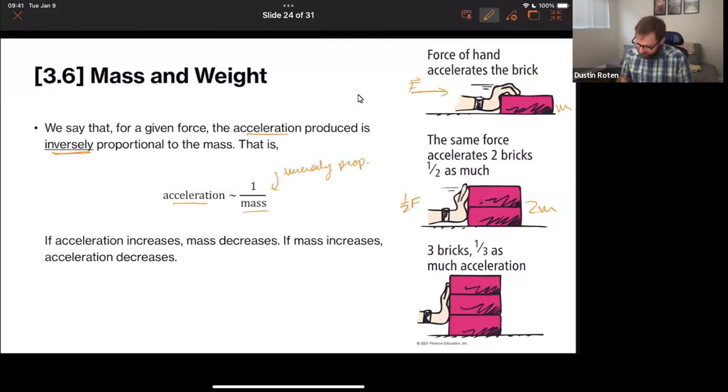If we increase to 3 bricks, so 3 times the mass, we get 1/3 the force. So that's the whole idea. And you can see that here in the math.